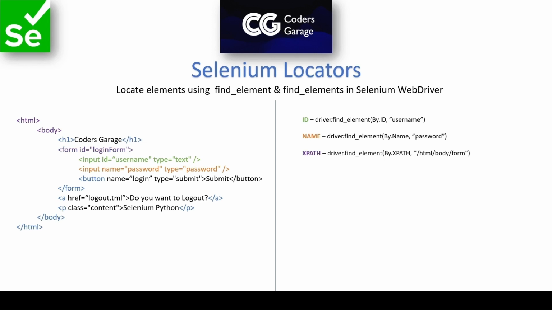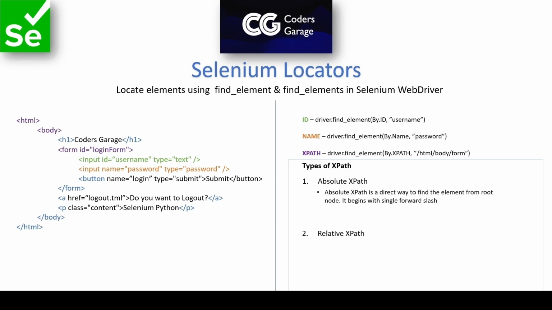Next one is XPath. XPath is another technique to identify the element in a web page. It will navigate through the HTML structure to find the element. It allows us to dynamically search for an element within a web page. Let's see the types of XPath in Selenium. There are two types: one is absolute XPath and another one is relative XPath. Let's see about absolute XPath. This is the simplest XPath locator, and it is a direct way to find the element from the root node.